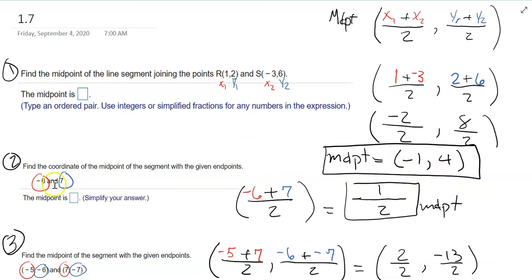And number 2, we just have two values, so this is on a number line. We just want the middle point between -6 and 7. We simply add those numbers together and we get 1/2.